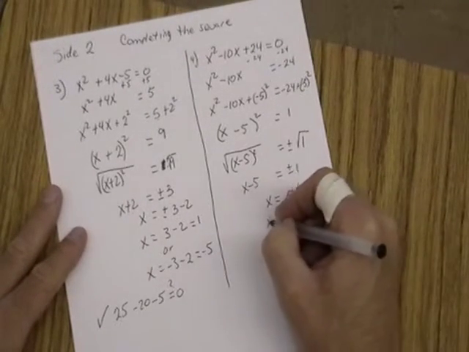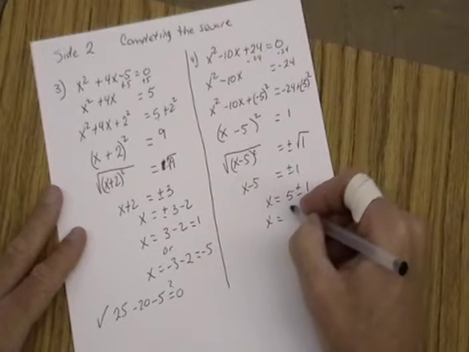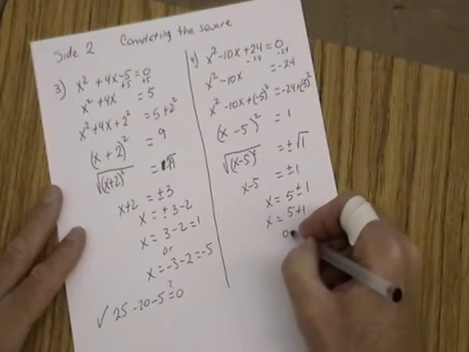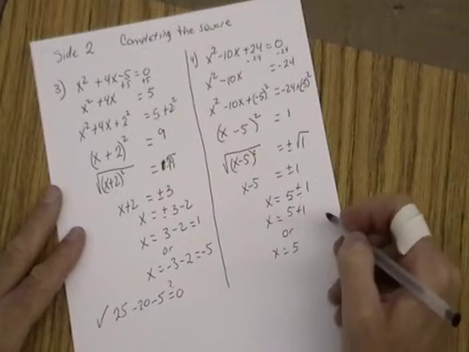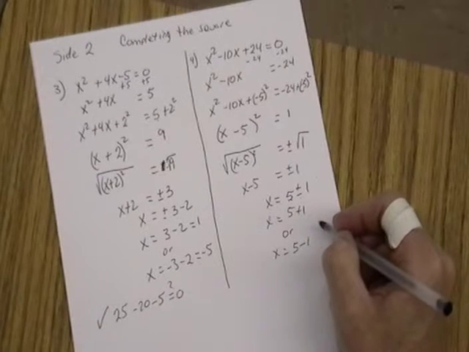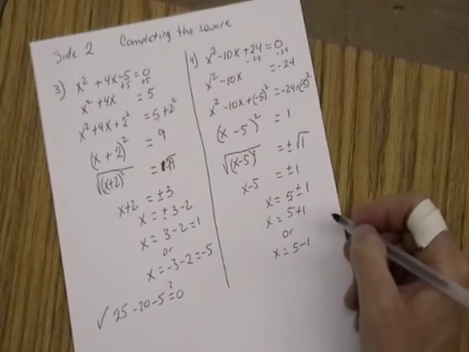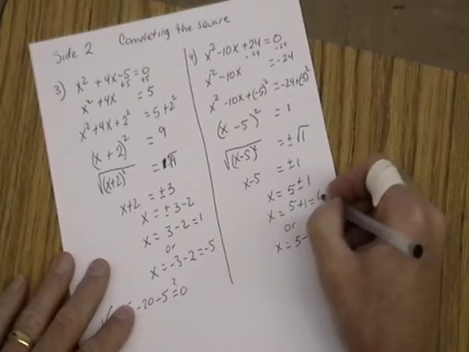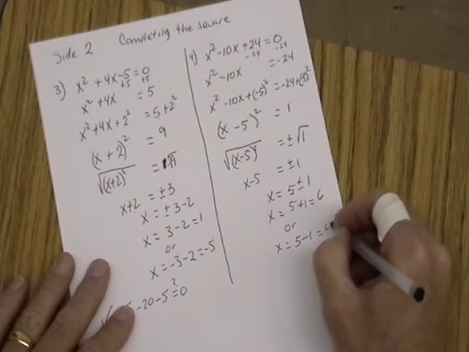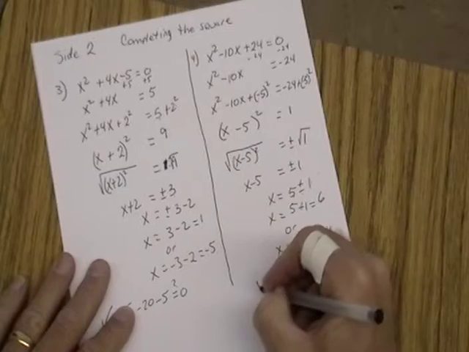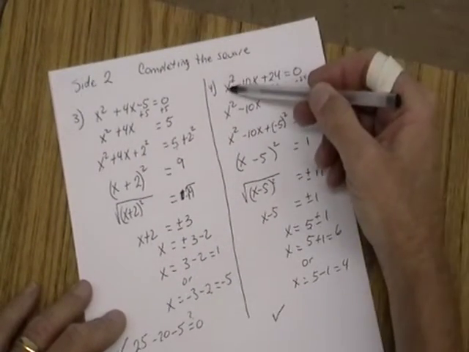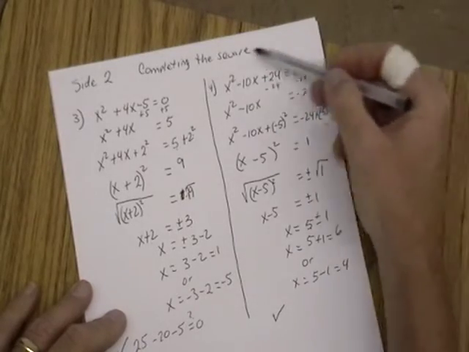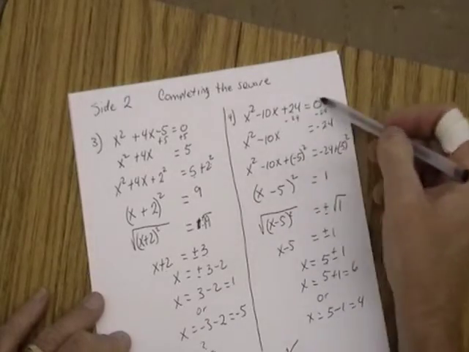And so x equals either 5 plus 1 or x equals 5 minus 1. And so x equals 6 or x equals 4. And then you can always check those to make sure they're true. And so if you put 6 in for x here, you'll find it'll make this true. And if you take the 4 and put it in for x, you'll find it makes that equation true.